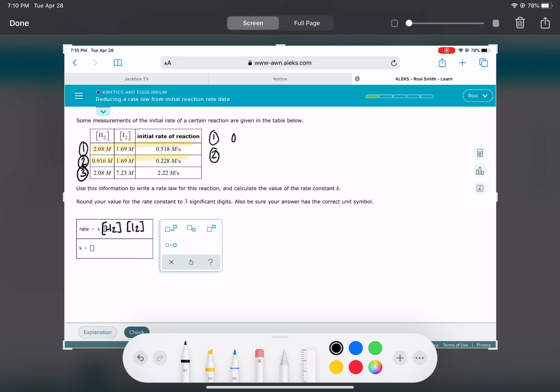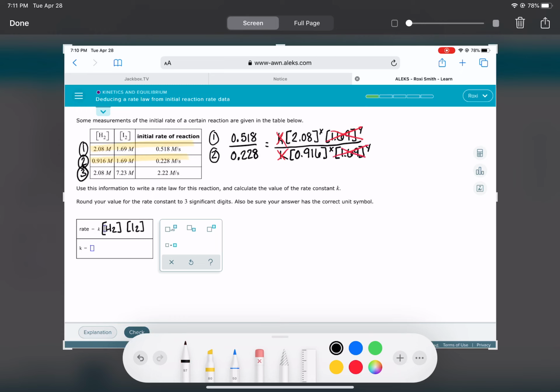The rate of the reaction is going to be 0.518 divided by 0.228. That's rate for 1 divided by rate for 2. And that is going to be equal to K times 2.08 to the X, 1.69 to the Y, over, for reaction 2, K times 0.916 to the X, 1.69 to the Y. Cross off our K and our 1.69 to the Y.